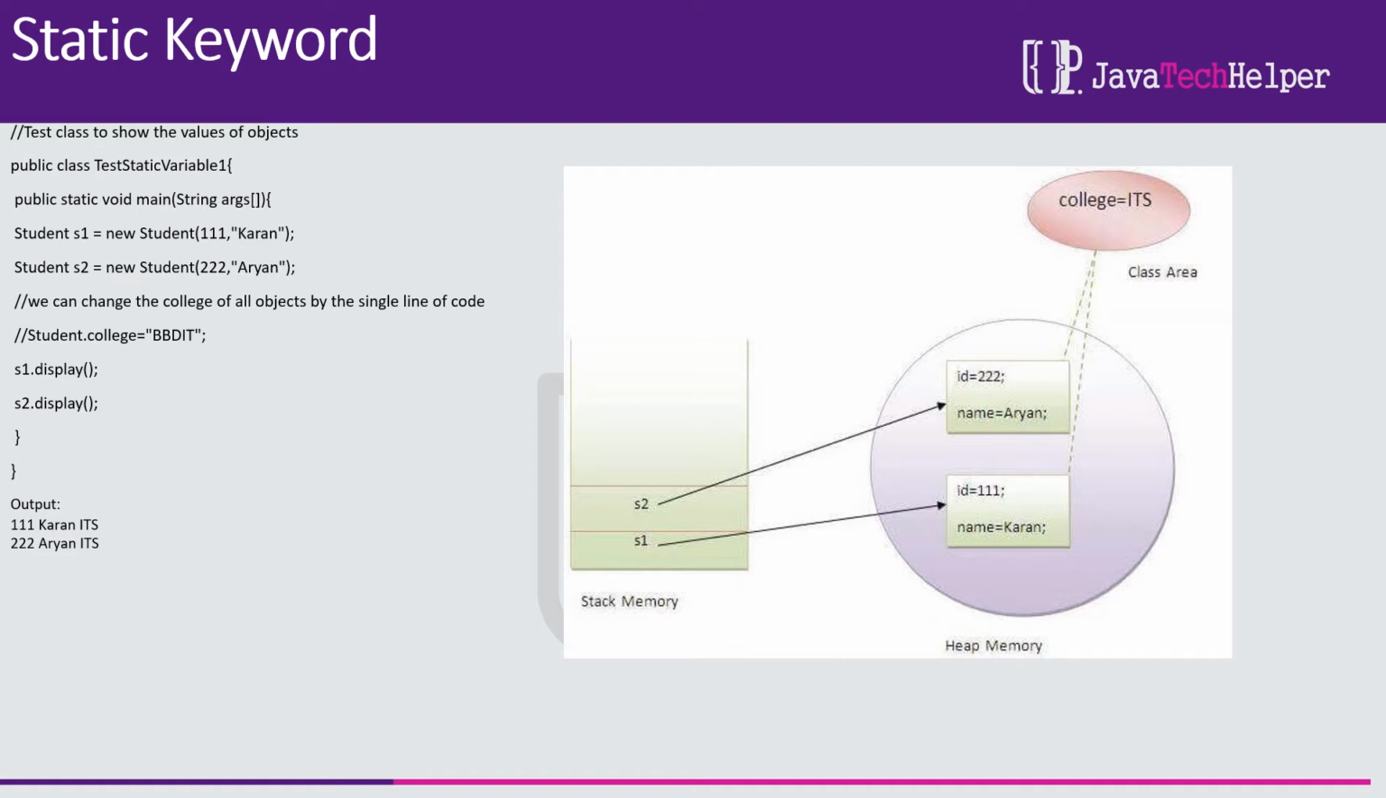This college is associated with all the student objects which you are going to create with that class. If you want to change the college name, you can just write Student dot college and update that, and it will be associated with all other objects which you create afterwards. So that is the value of static in the Java world. If you use static, it saves a lot of memory for you.